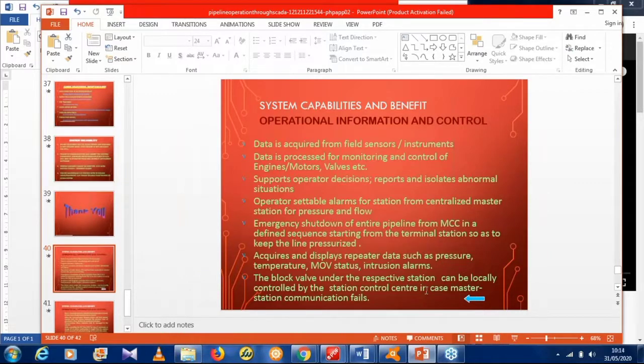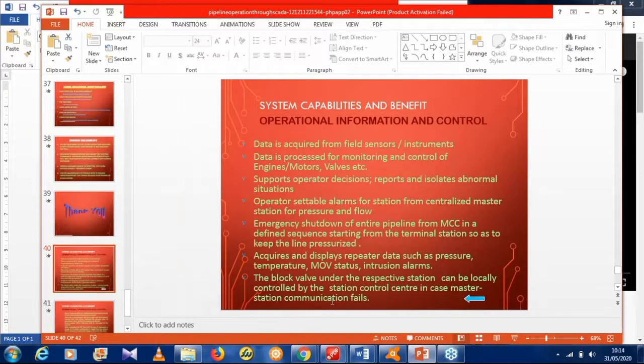Now, perchance, we may have a failure in communication. You know that this SCADA is more like an automatic means of managing the operations in the pipeline. Now, with the communication, there could still be failure sometimes. So it is necessary and very important that there is an alternative plan in place. The alternative plan in place is what this is talking about. And usually the block valve under the respective station can be locally controlled. So it's not only pneumatically or automatically controlled. It can also be locally controlled. So it's like a two-way control system that it has.